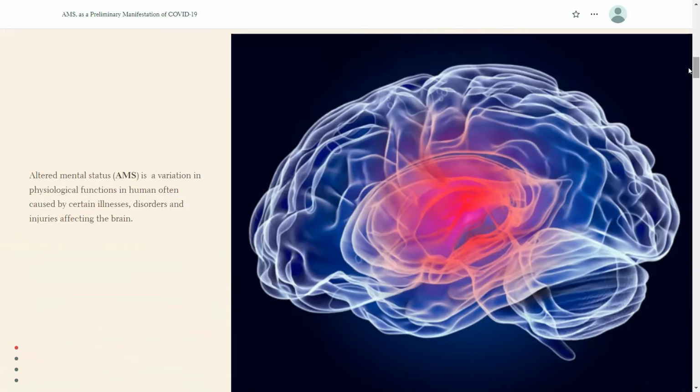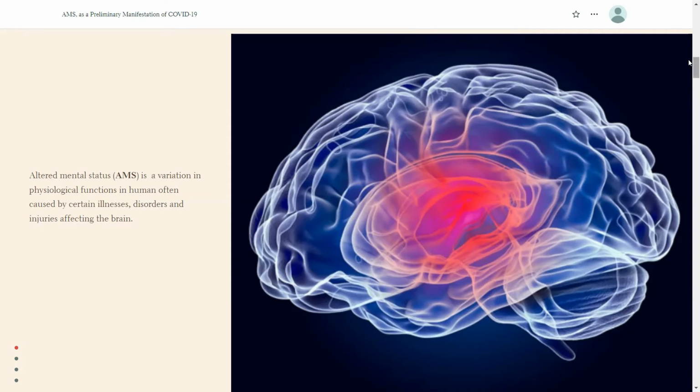Now, altered mental status is a variation in the physiological functions in humans. It's often caused by certain illnesses, certain disorders, and the elderly are mostly present with altered mental status due to the infections they are exposed to, due to the drug-to-drug interactions that they are exposed to, due to the changes in the environment they find themselves. And nearly 10% or 20% of hospitalized patients are discovered to be older persons that have delirium.